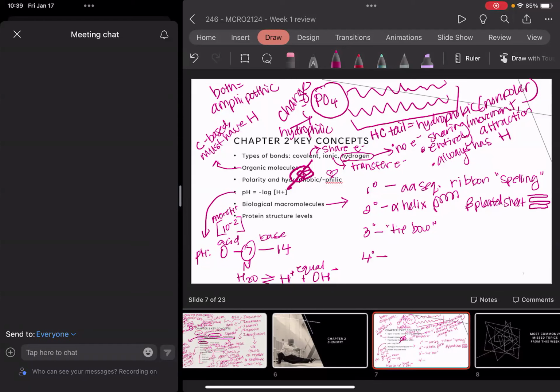And then our quaternary structure is when multiple bows come together to create the functional bow, okay? So in that way, we could talk about this scientifically: multiple polypeptides come together to make a functional protein.